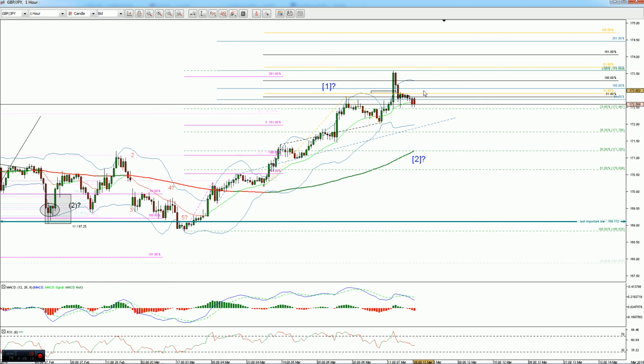When this correction is completed here, in this area, I think we should continue the upward move. So there should be a straight setup for an upward move.